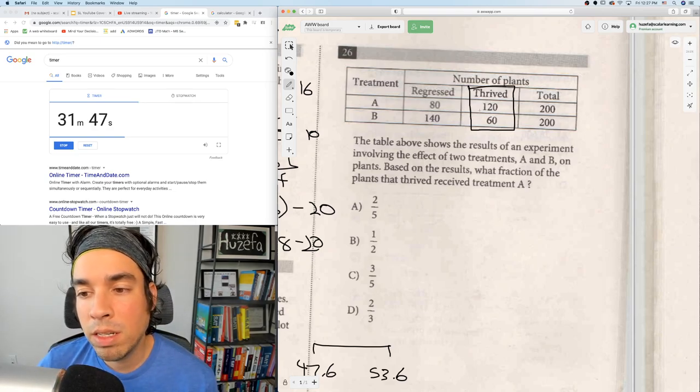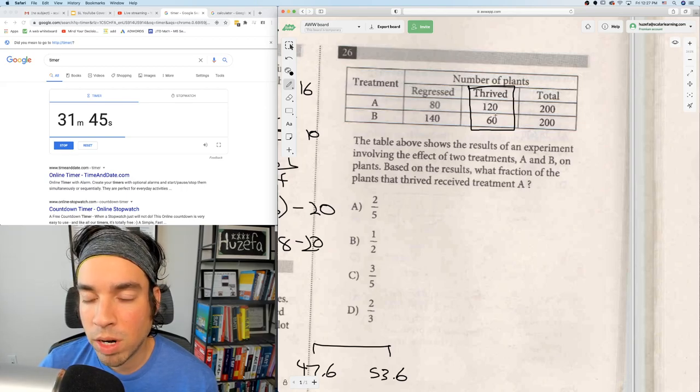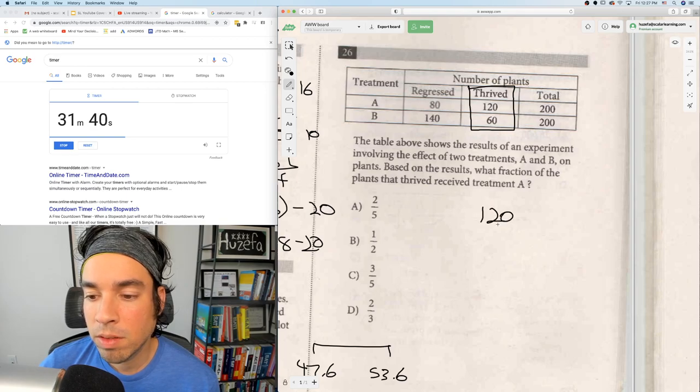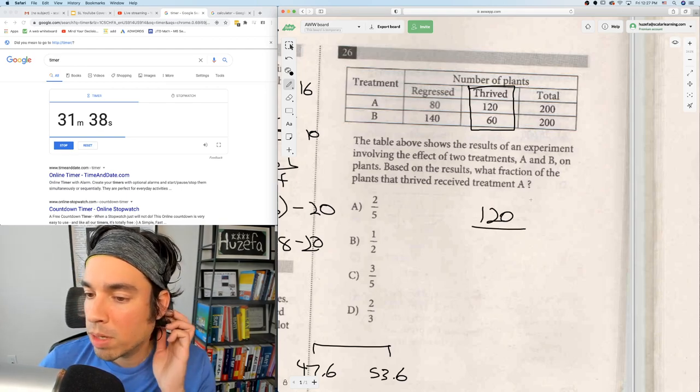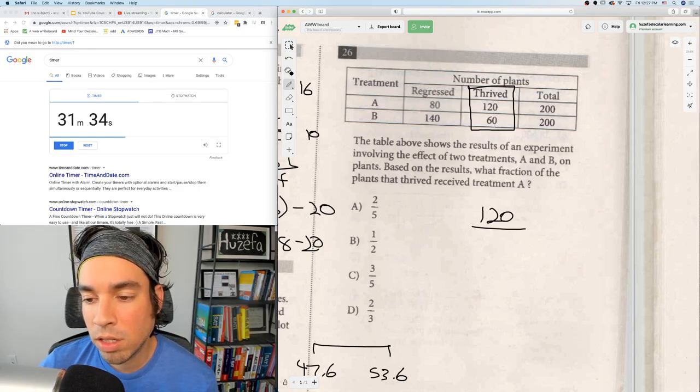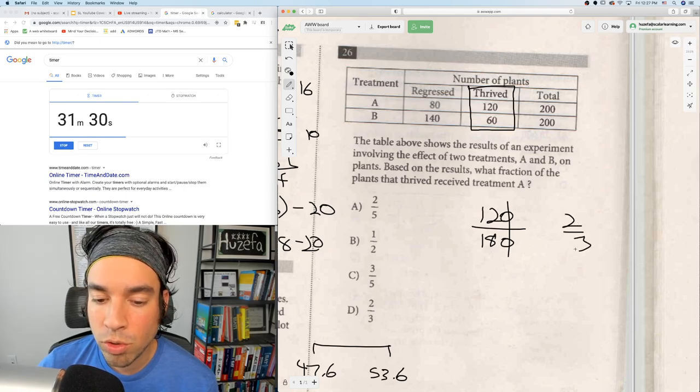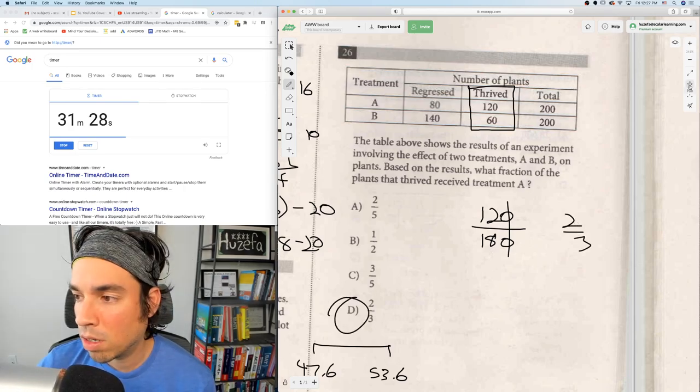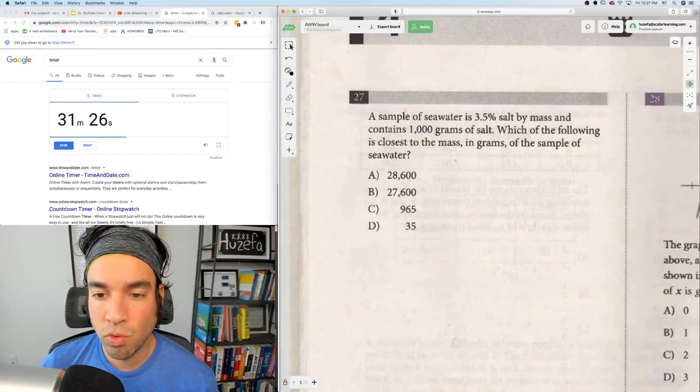So we're immediately in this section. We don't care about the regressed, right? Received treatment A. It's 120 that thrived and received treatment A. What fraction of the plants that thrived? So, and then the total plants that thrived is 180. So that's just 12 out of 18, or 2/3. Boom, done. 27. We're doing great with time.